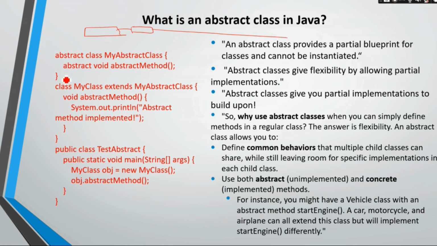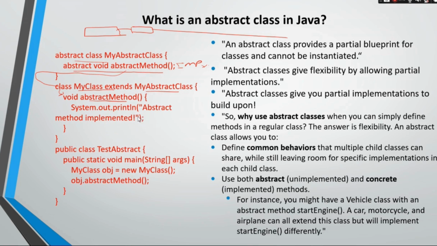For example, in this example we have created one abstract class, my abstract class. We have one method called abstract class method, and we haven't provided any implementation here. So what we have done is extend my abstract class in my class, where we are providing the implementation for the abstract method. After providing the implementation, we can create the object of the child class and call that method. I hope you got the idea of what I was saying.